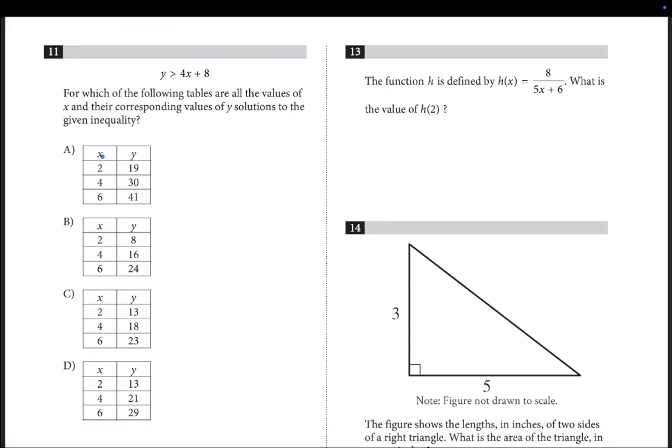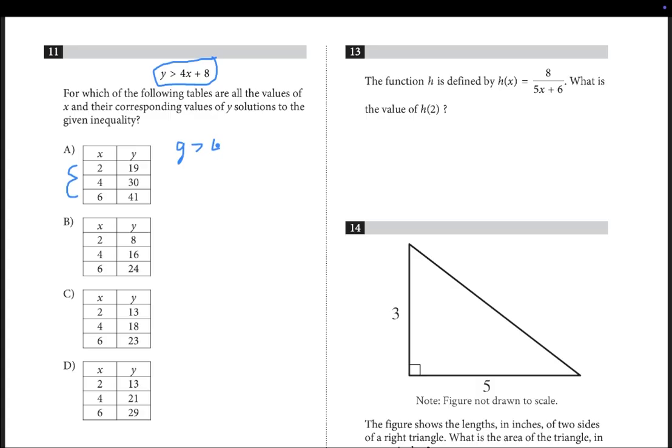Okay, so as we can see right here, our x values are all repeated, but our y values are different each single time. So all we have to do is just input our x values into the original equation, which we have right here. I'm going to see which one of these tables best represents the original equation.